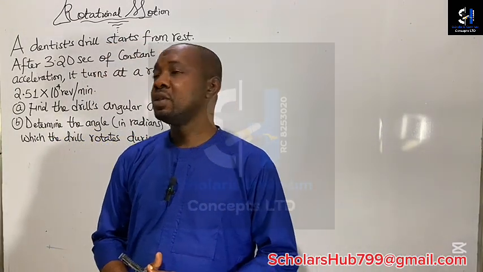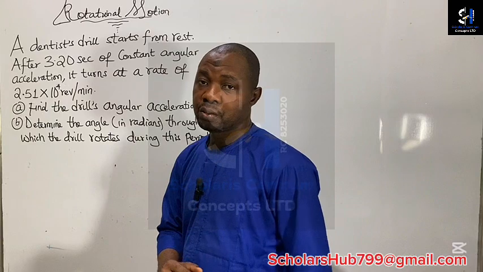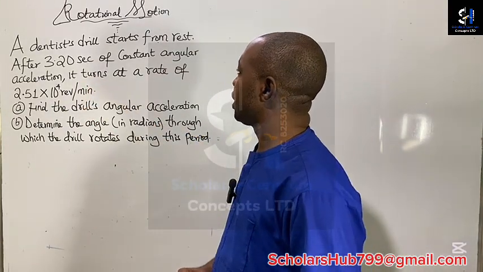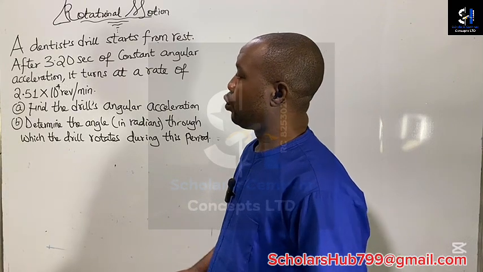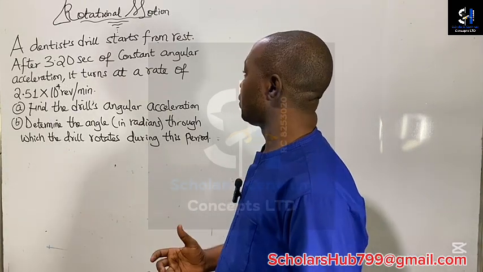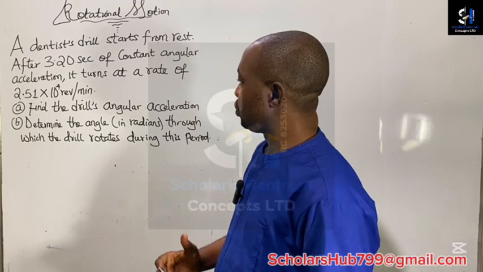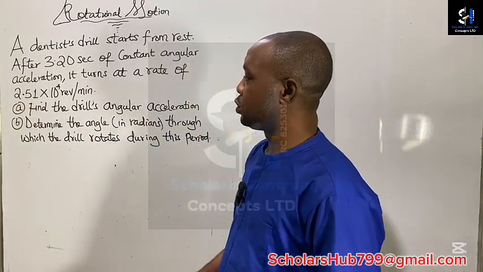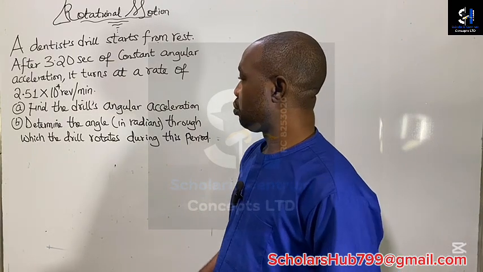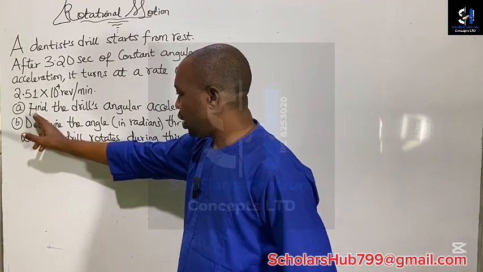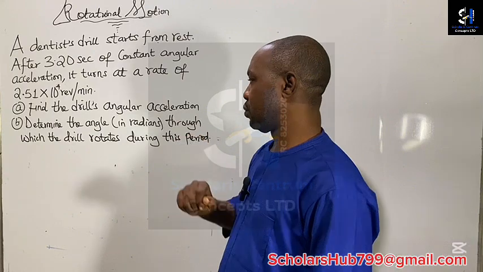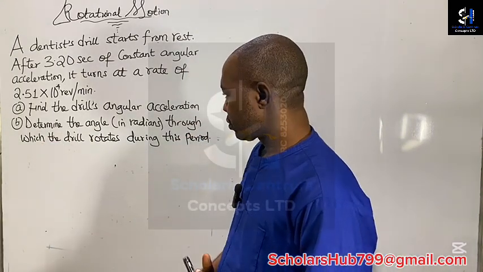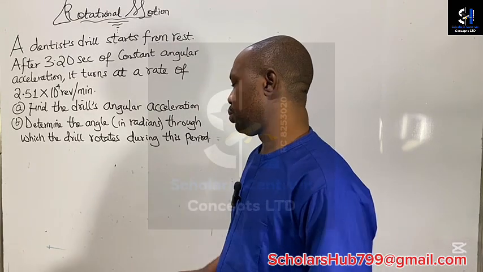All right, today we have this question about rotational motion. The question reads: a dentist drill starts from rest. After 3.20 seconds of constant angular acceleration, it turns at a rate of 2.51 times 10 raised to the fourth revolutions per minute. We want to find the drill's angular acceleration and also determine the angle in radians through which the drill rotates during this period.